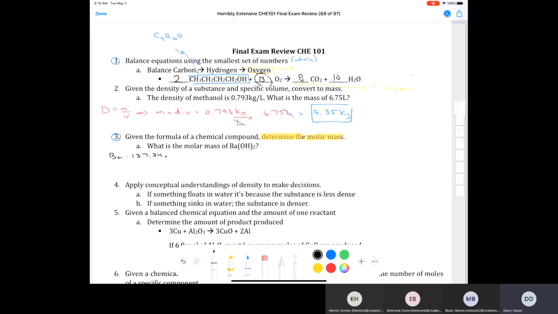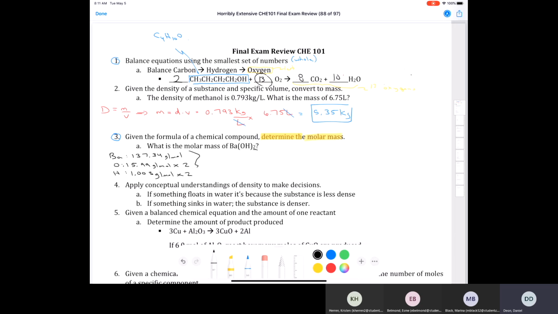137.34 grams per mole. Then I look up the mass of an oxygen, which is 15.99 grams per mole. Of course, there's 2 of those, right? I have 2 hydroxides, so 2 oxygens. And then I look up the mass of a hydrogen, which is 1.008 grams per mole. And of course, there's 2 of those.